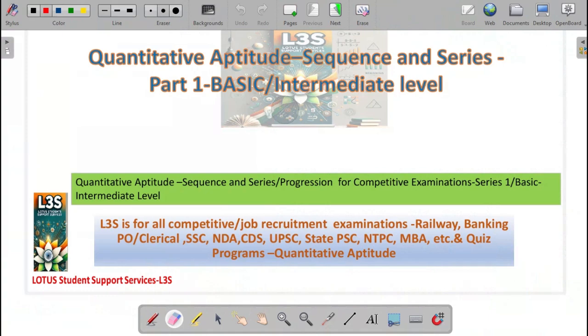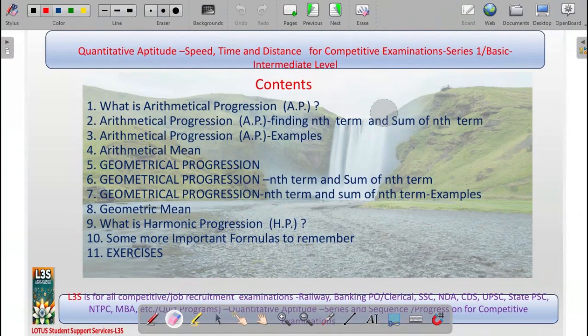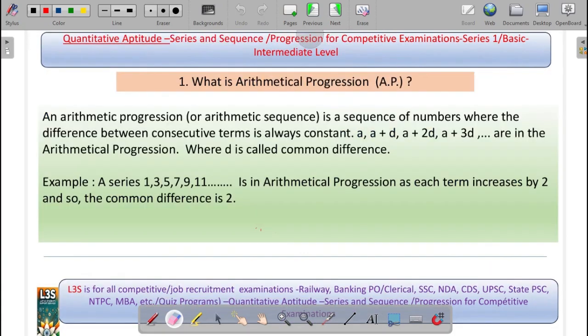Welcome to LTS. In this series, we will discuss quantitative aptitude, sequence and series, progression for competitive exams. We'll discuss what is arithmetical progression, nth term and sum of nth term, examples, arithmetical mean, geometrical progression, nth term and sum of the nth term, examples, geometrical mean, harmonic progression, some important formulas and exercises.